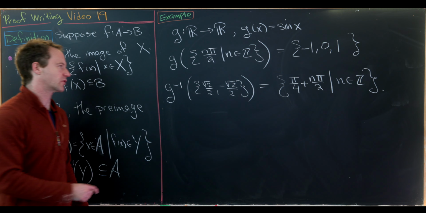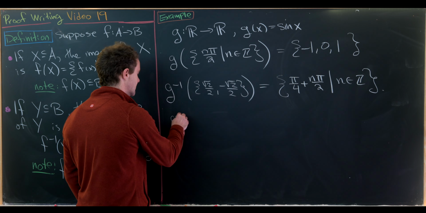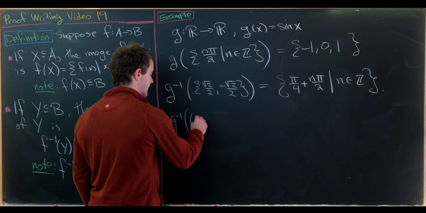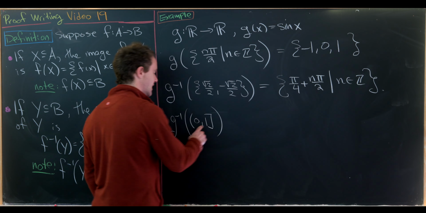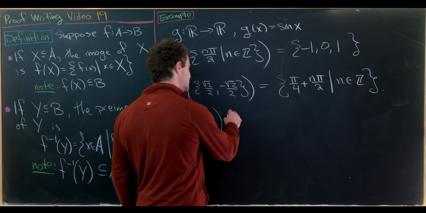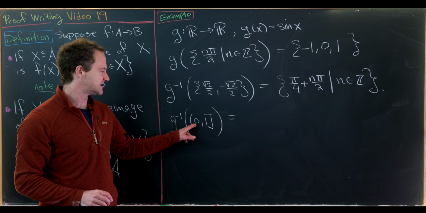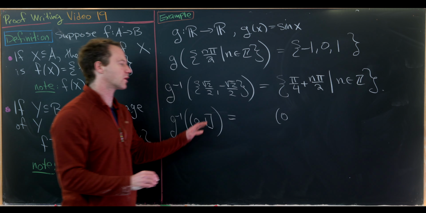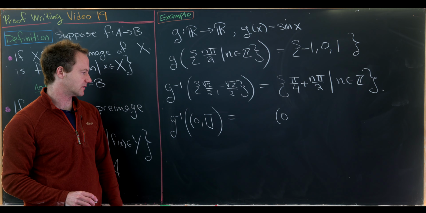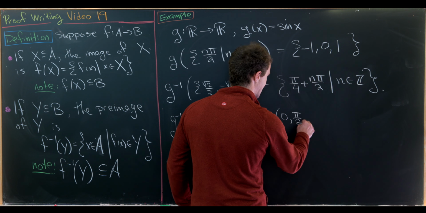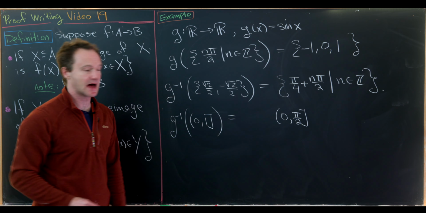Now we could do some other preimages as well if we wanted to. Like what if we did the preimage of the interval from 0 up to 1, maybe not including 0 but including 1. So this is a bit trickier, but notice that sine of 0 is 0, so we could include the point 0, or we'll start an interval at 0. And then sine of pi over 2 is 1, so this takes us up to pi over 2. So we'll have something like that.